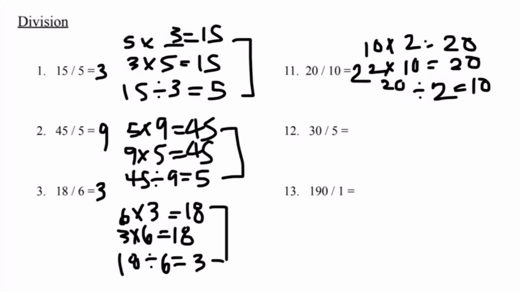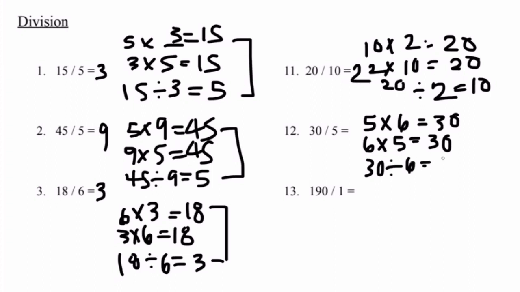Number 12, 30 divided by 5. We know that 5 times 6 equals 30, and 6 times 5 also equals 30, and 30 divided by 6 equals 5. Therefore, all these equations are interrelated, thus indicating that 30 divided by 5 equals 6.